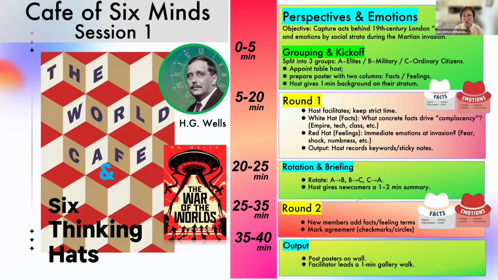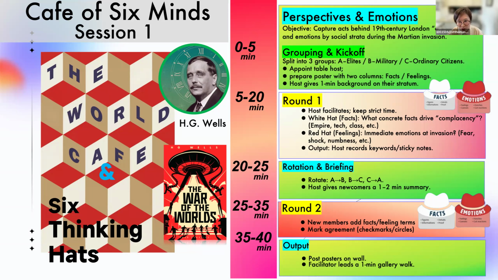So incorporating both the World Café and Six Thinking Hats helps us dig deeper. For example, in this case, it's The War of the Worlds. I've designed a 3-round activity that combines 2 powerful methods. The goal is to foster a deep, multi-angle analysis of the novel's themes, characters, and social implications through small group dialogue and rotation. The entire activity would take about 90 to 120 minutes.